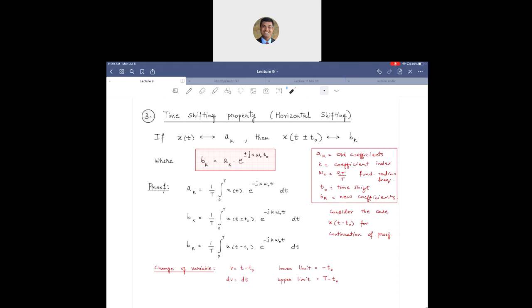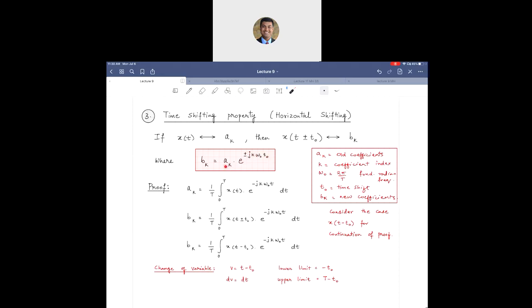B sub k will be related to a sub k by using this equation. B sub k is going to equal a sub k multiplied by e to the plus or minus j k omega naught t naught. T naught is the time shift. Omega naught is the fundamental radian frequency of x of t. So if you shift it, omega naught doesn't change. But because you're shifting it, the amount of shift will matter.